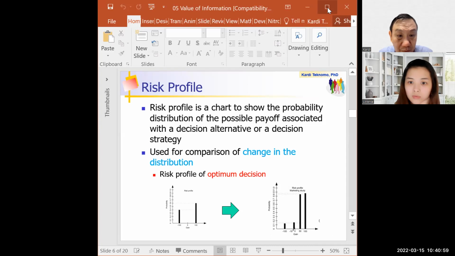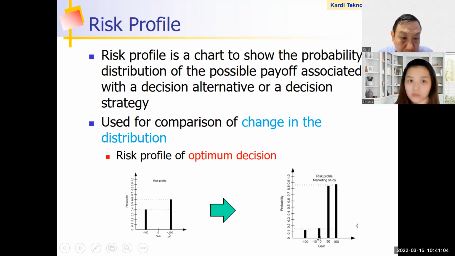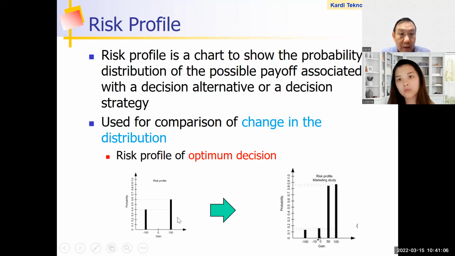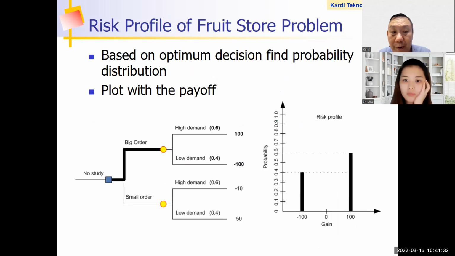Now for the fruit problem, we can use this to check. What is the purpose of risk profile? We can use this to compare the change in the distribution, and we can check the change in the distribution of the risk after you do decision analysis with this optimum. So let's say this is an example.